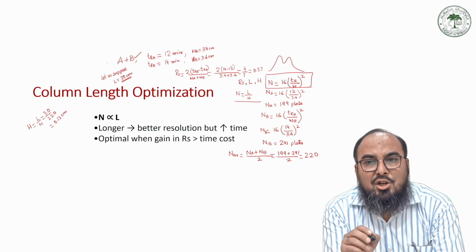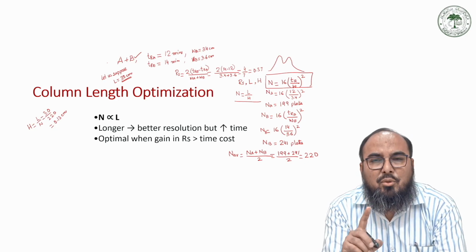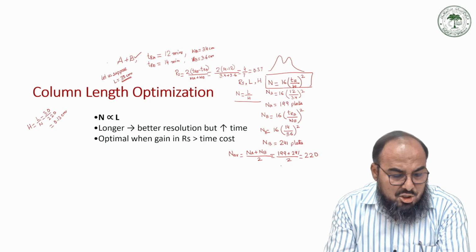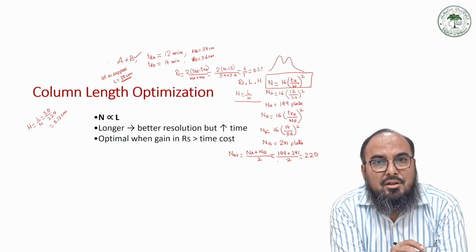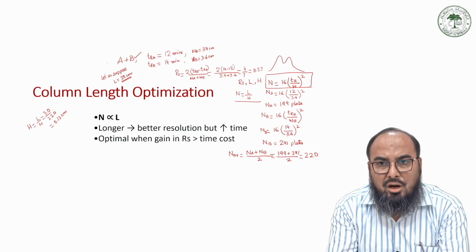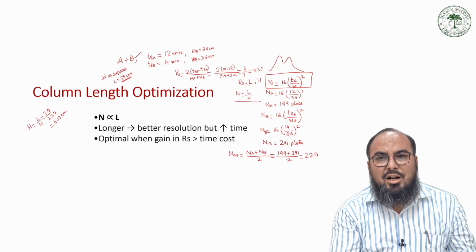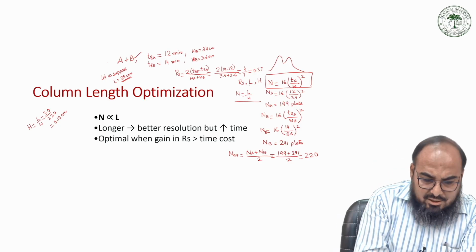So this is how you have calculated the number of theoretical plates for each component, then you have taken the average, and on that basis you have calculated the height equivalent to theoretical plate. Now you have to ascertain what type of length is actually needed. There's a formula for this, and let us explore that formula.